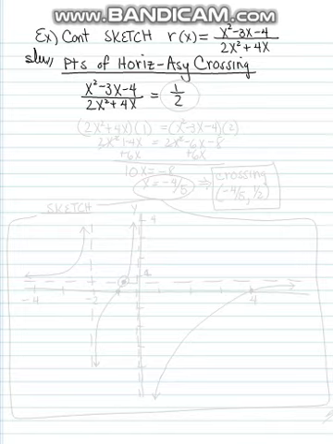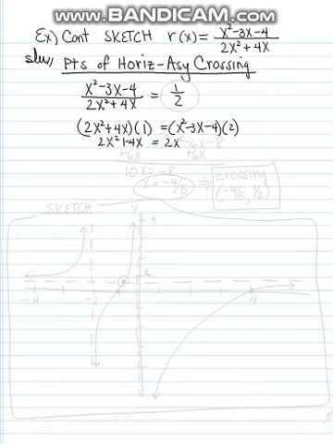Let's do cross product equals cross product. We'll get 2x squared plus 4x times 1 equals x squared minus 3x minus 4 times 2. That gives us 2x squared plus 4x equals 2x squared minus 6x minus 8. Let's see if we get that right. Times 4 is 8. Okay.